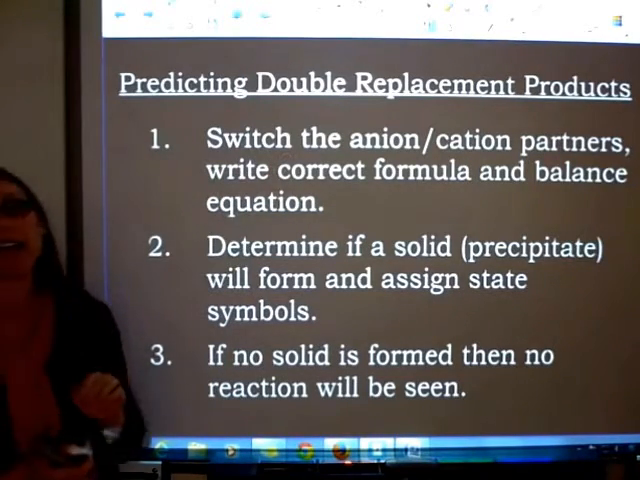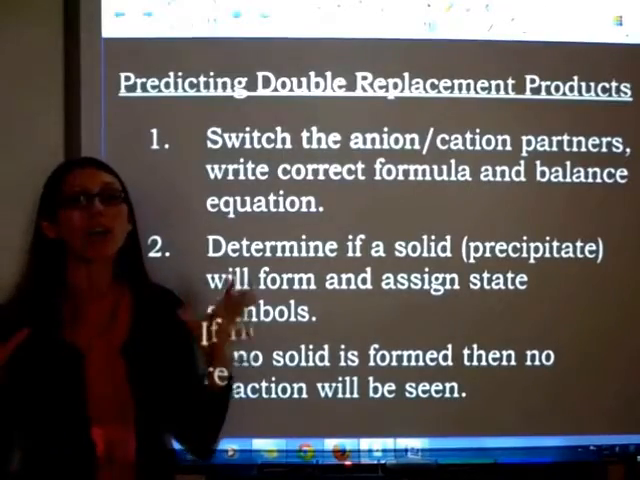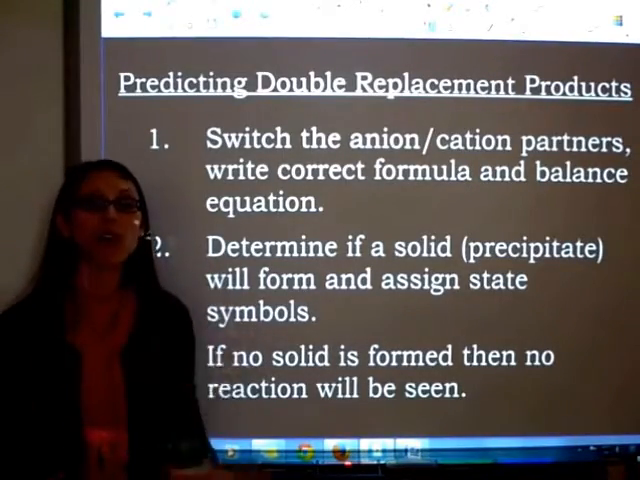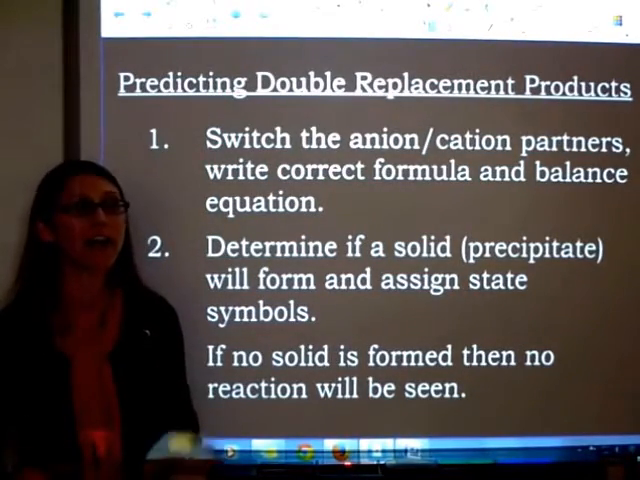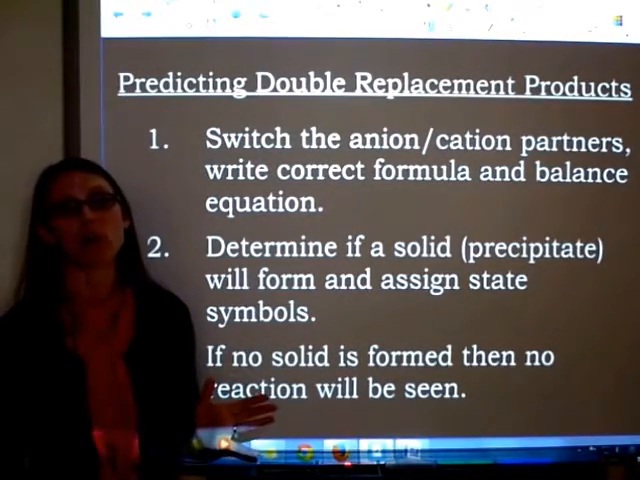First, we're going to switch the anion and cation partners. We're going to make sure when we do that we write the correct formula, canceling the charges on the anion and cation, and then we're going to balance our chemical equation.